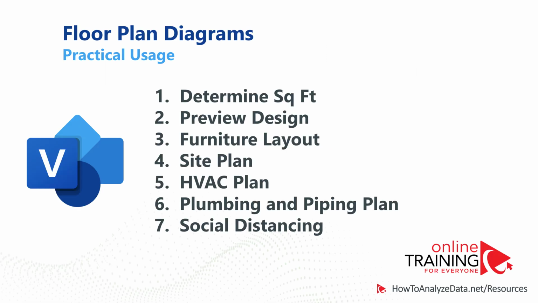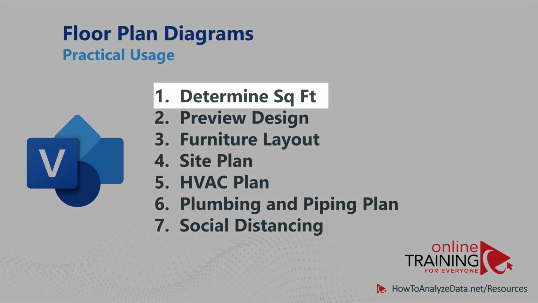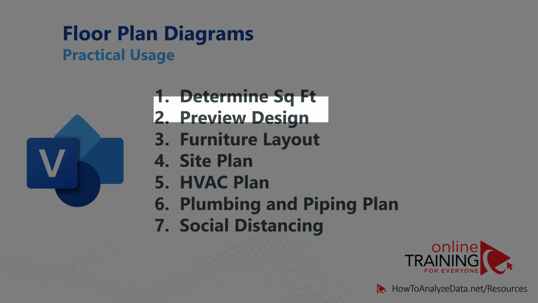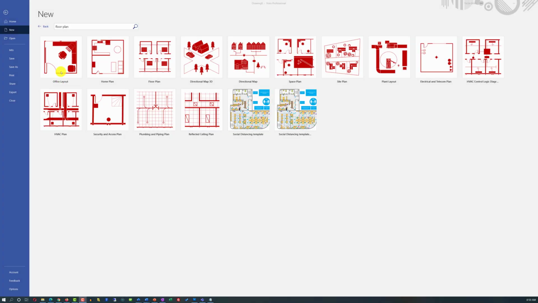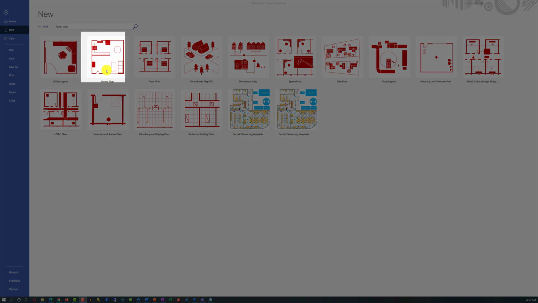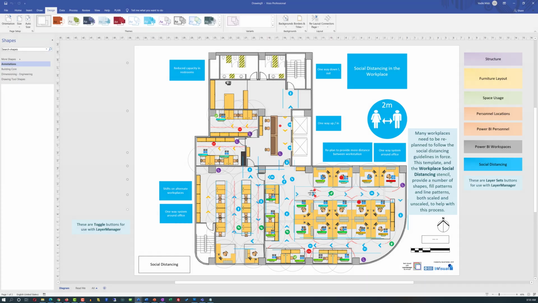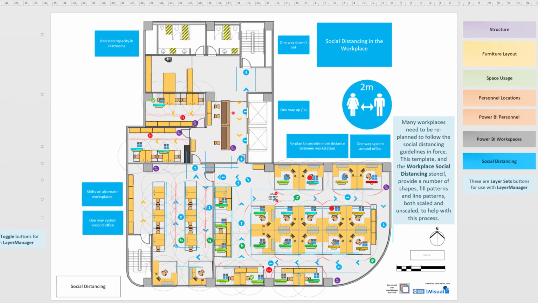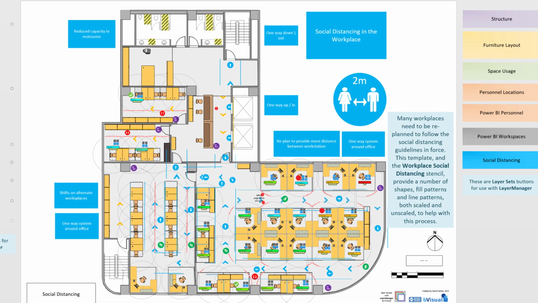A lot of times, I'm asked what are the most practical uses of floor plan diagrams. In addition to helping you determine square footage and preview the design, you can also create a furniture layout for the office, for your home, for the actual floor plan, as well as create a site plan or document how HVAC controls are going to work in this living space or office space by building the HVAC plan, create security and access plans, plumbing and piping plans, electrical plans, and even help people understand how social distancing is going to work in the current living space.